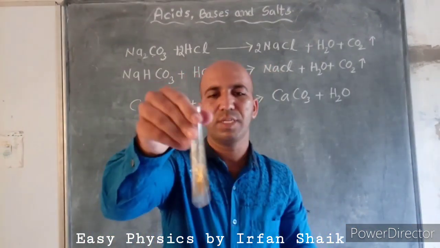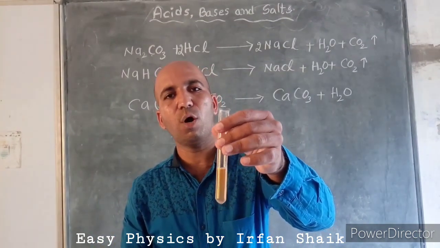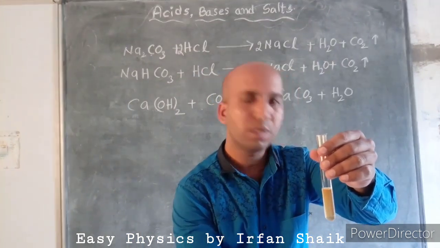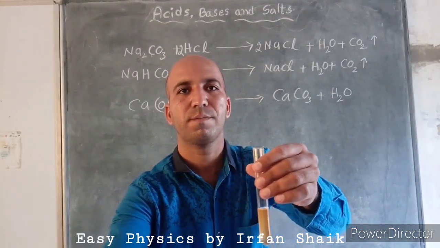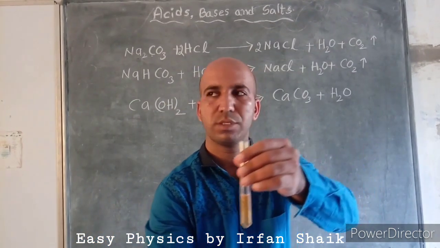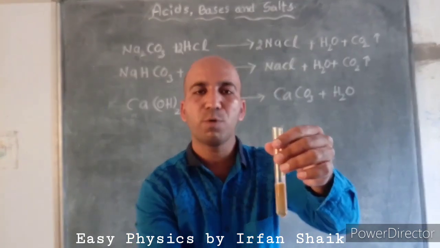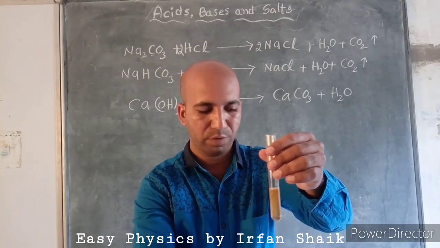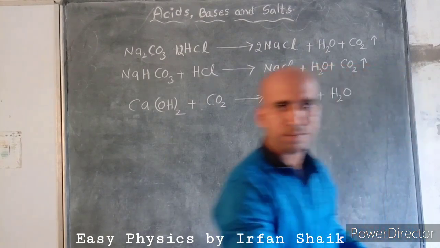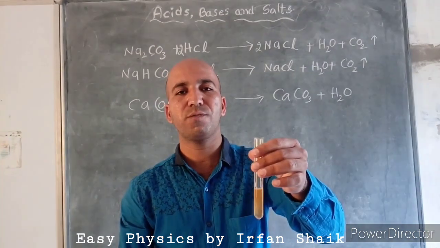What is the color change in the basic solution? In the previous class we have already discussed it. That means when methyl orange is added to a basic solution, its color changes to yellow. Now, to this yellow colored solution, I am going to add a few drops of acid. That means any acid you can take. To this solution, I am going to add a few drops of hydrochloric acid.